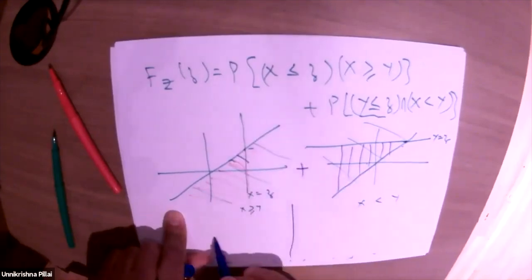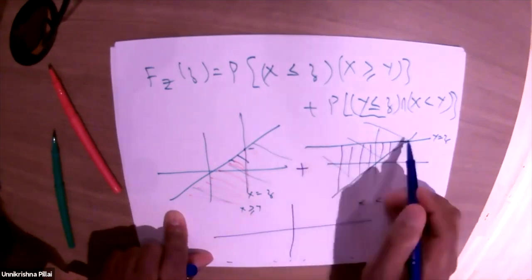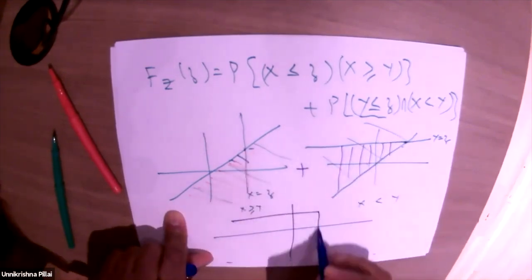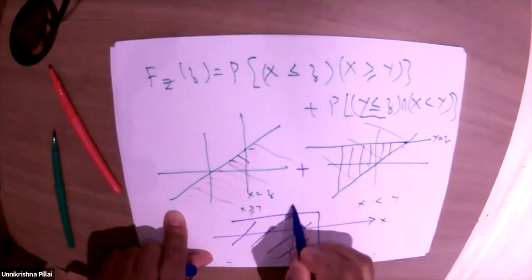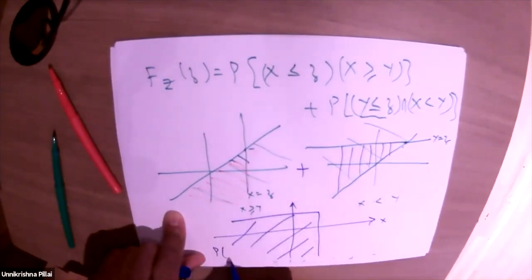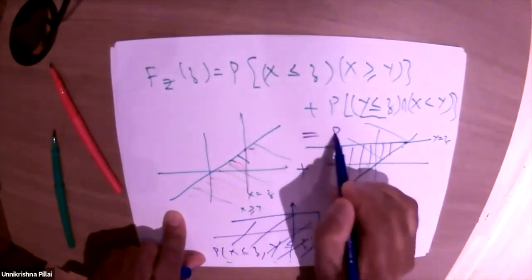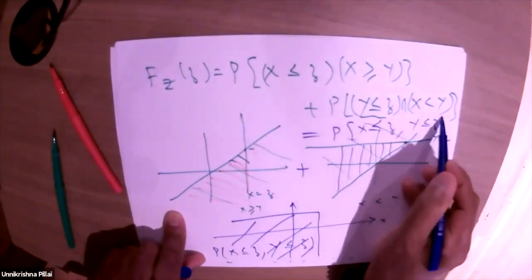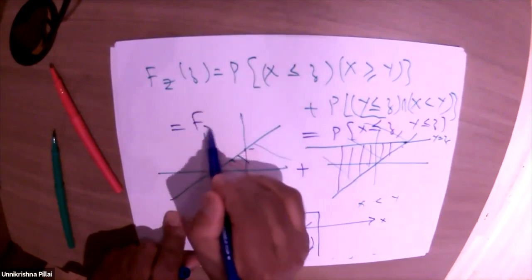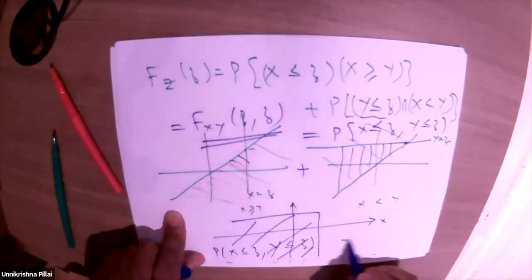So if I put it together, it would be this plus this. So it would be like this. This is the region we should be integrating. But this region is the same as x less than or equal to z and y less than or equal to z. So we can say this whole thing is x less than or equal to z, y less than or equal to z. But that's the joint distribution function, capital F_XY, of z comma z. So that's the answer.